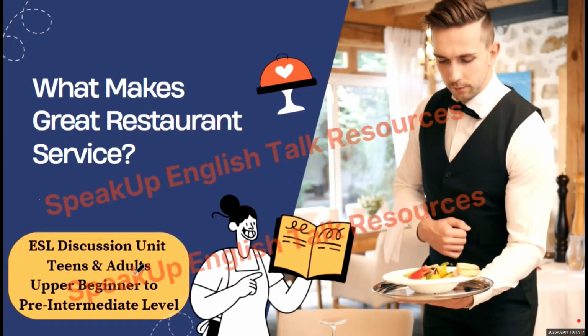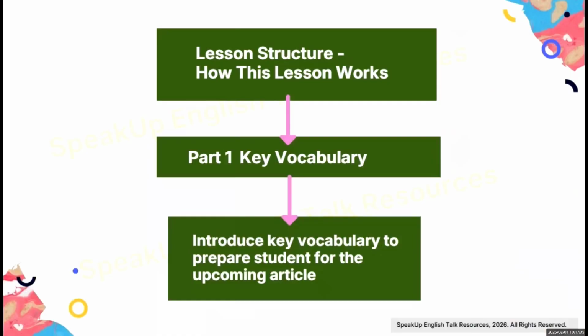It's for teens and adults at the upper beginner to the pre-intermediate level. And the topic of the lesson is called What Makes Great Restaurant Service? So the way that lesson is designed is that it comes in three parts. The first part is to teach your students some key vocabulary. And there are usually like 6 or 7 new vocabulary words for the students to learn.